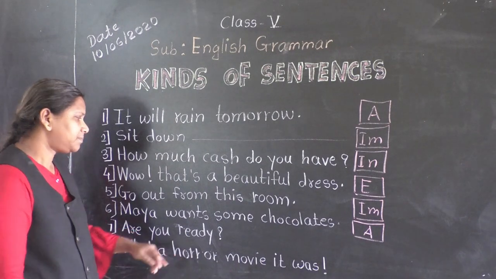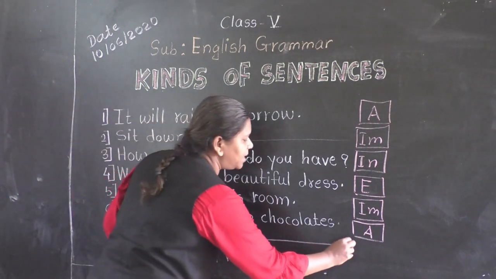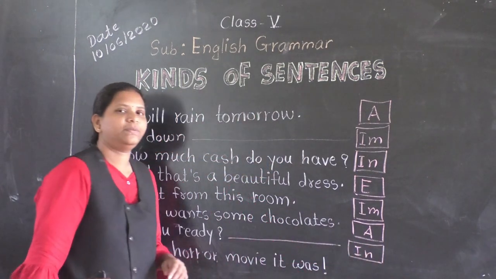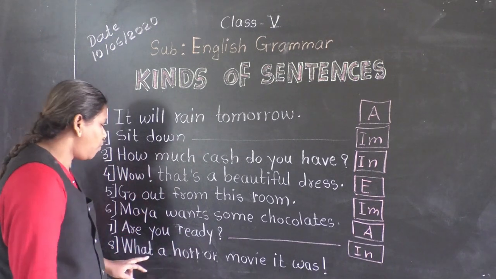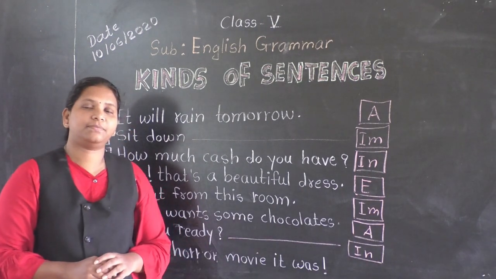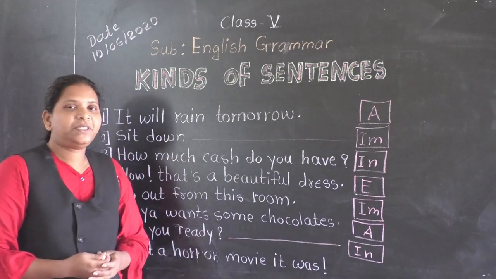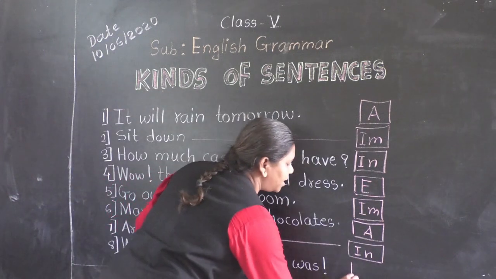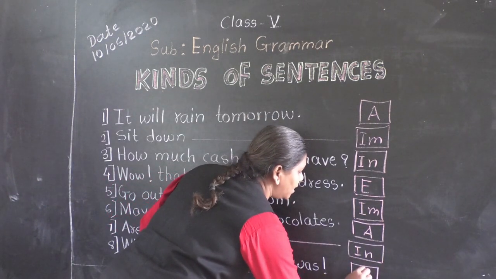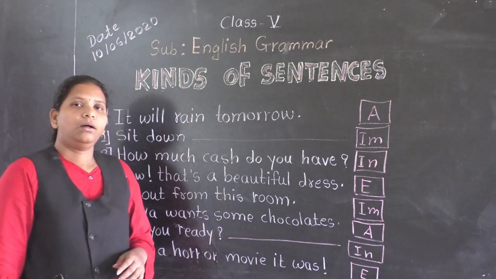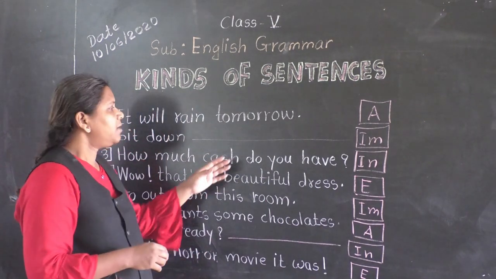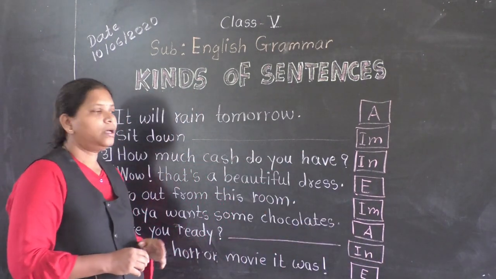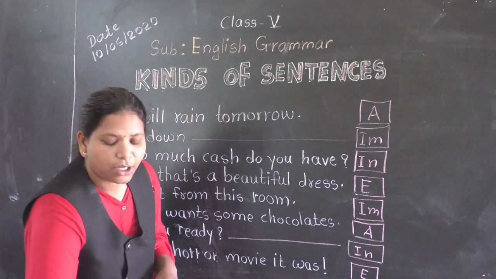Let's move to the seventh sentence. Are you ready? So again a question has been asked here. So here we will write In, interrogative. And the last sentence, what a horror movie it was. So which type of sentence do you think this is? Yes, this is an exclamatory sentence. So we will write here E. Now see, we have stated the kinds of sentences in front of the sentences.